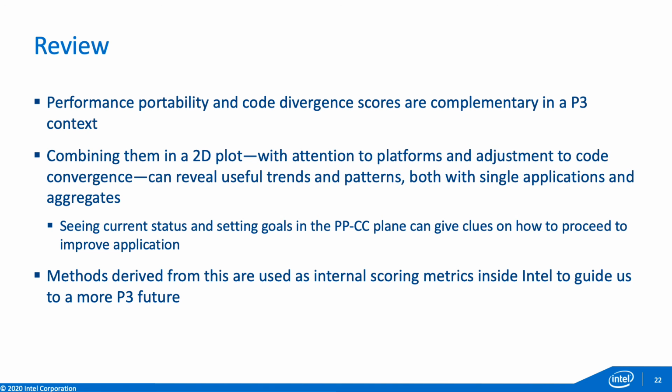So to summarize, performance portability and code divergence are complementary, and we can combine them in a 2D plot, being careful about platforms and flipping divergence around to convergence to reveal interesting trends and patterns. And you can do this with single codes or aggregates of codes. This allows us to see where we are now, and we can also set goals about where we want to be. And then by understanding what sort of changes are needed to move in different directions in the graph, we can have a better idea of how we should be optimizing our codes and improving our tools.